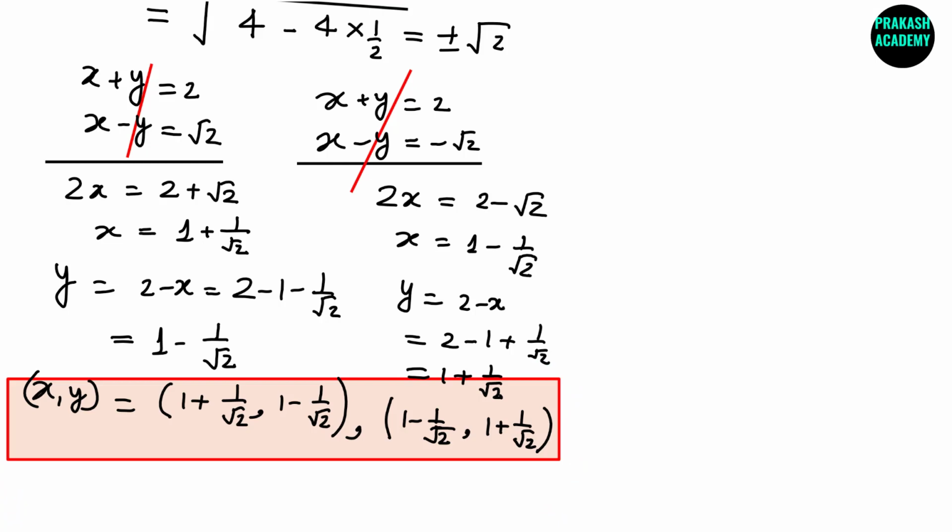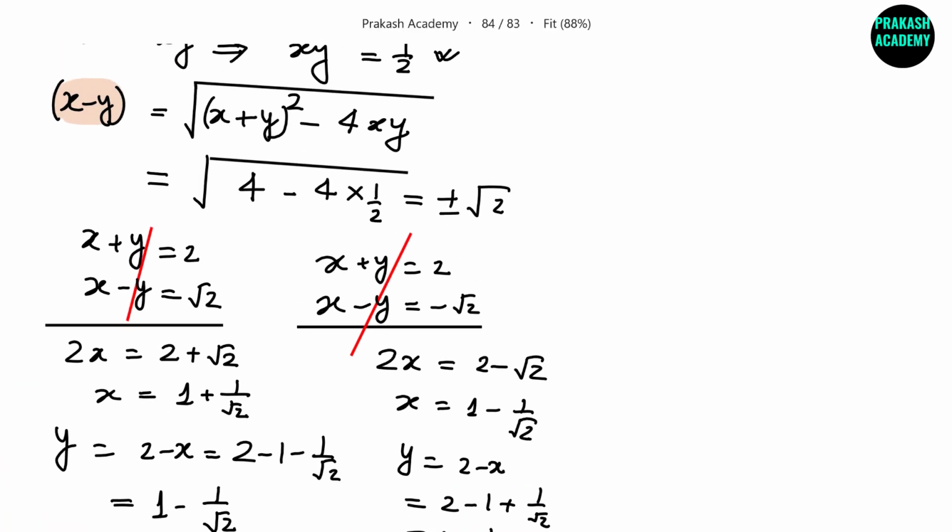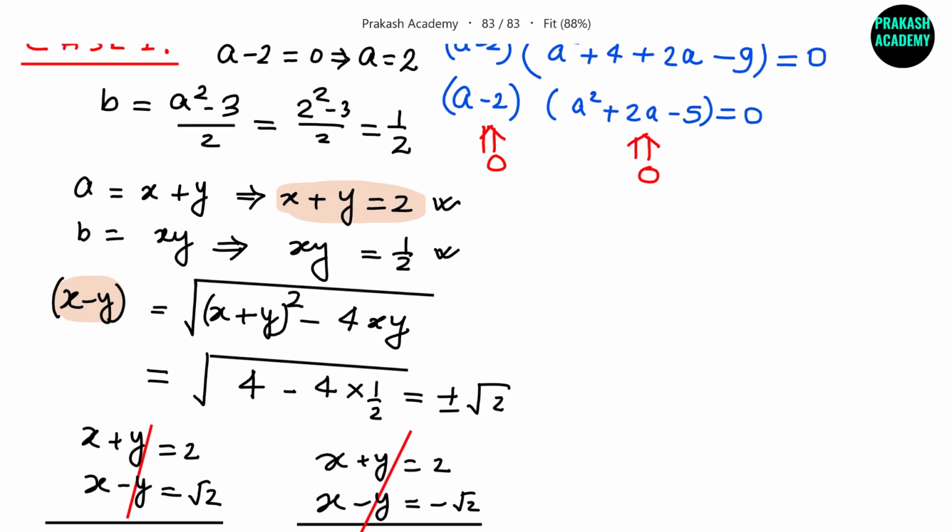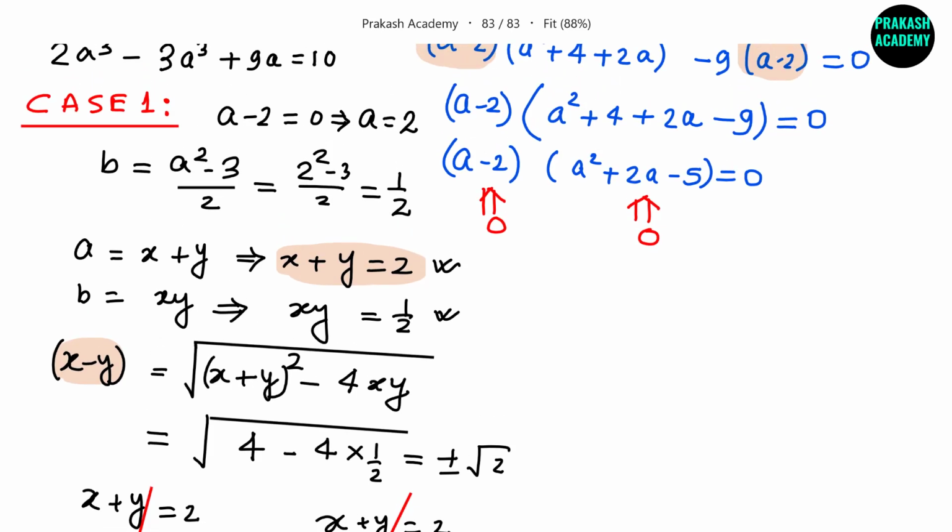Now let us consider the second case. What was the second case? So this term can be 0. That was the second case. So let us consider case 2. So from case 2 I can say a square plus 2a minus 5 is equal to 0. Now this is a quadratic equation. So you will have two roots in this case.